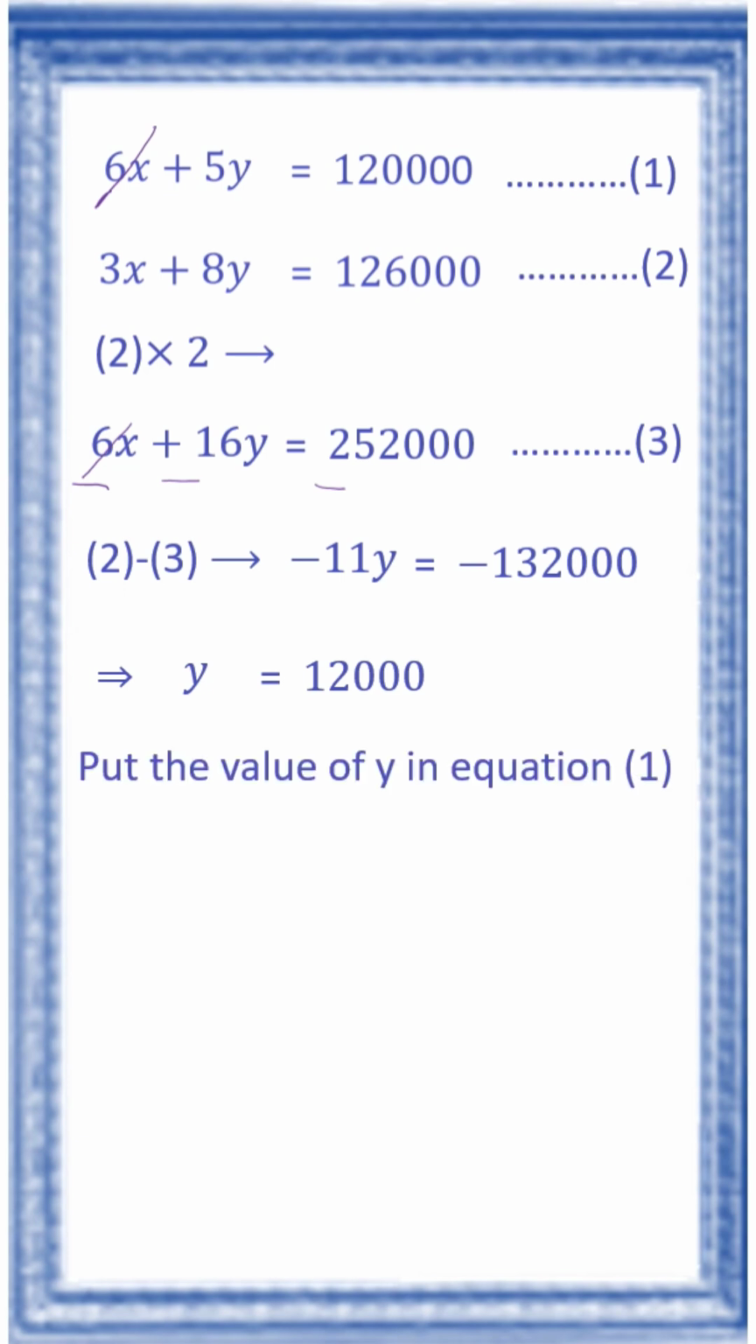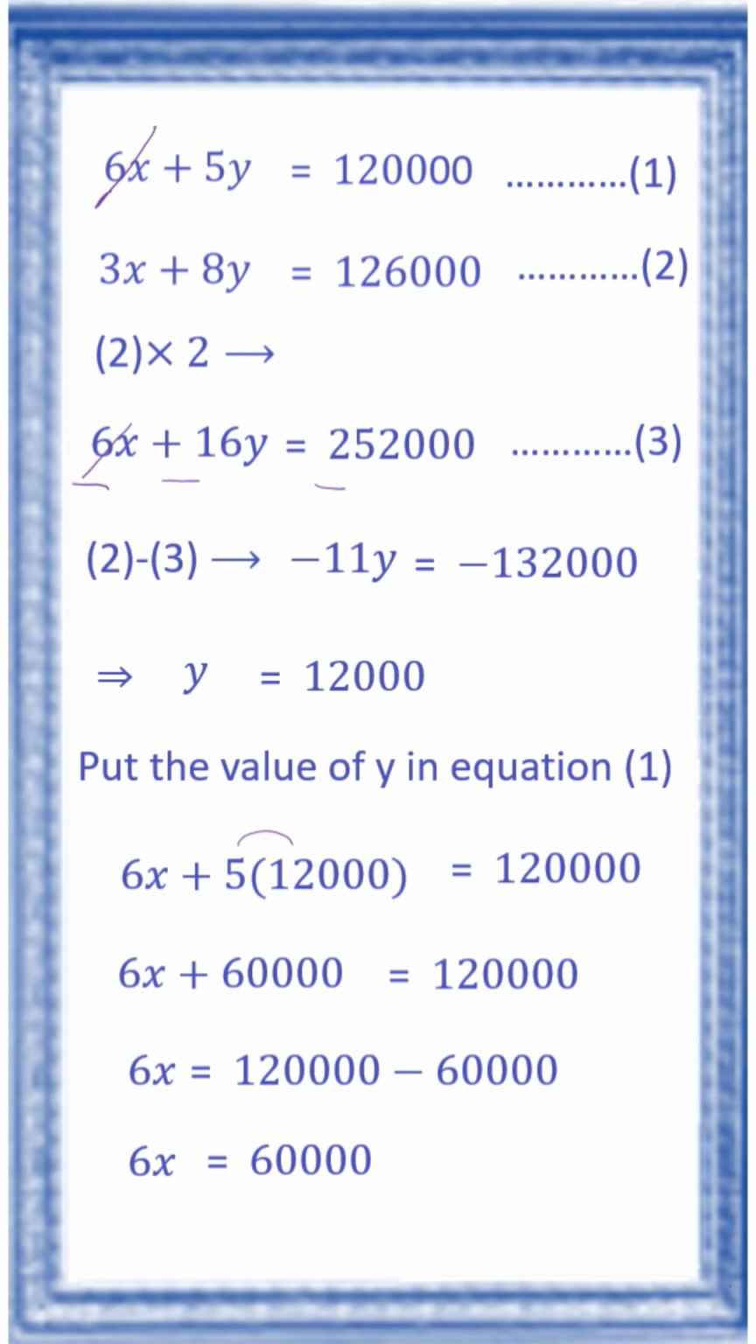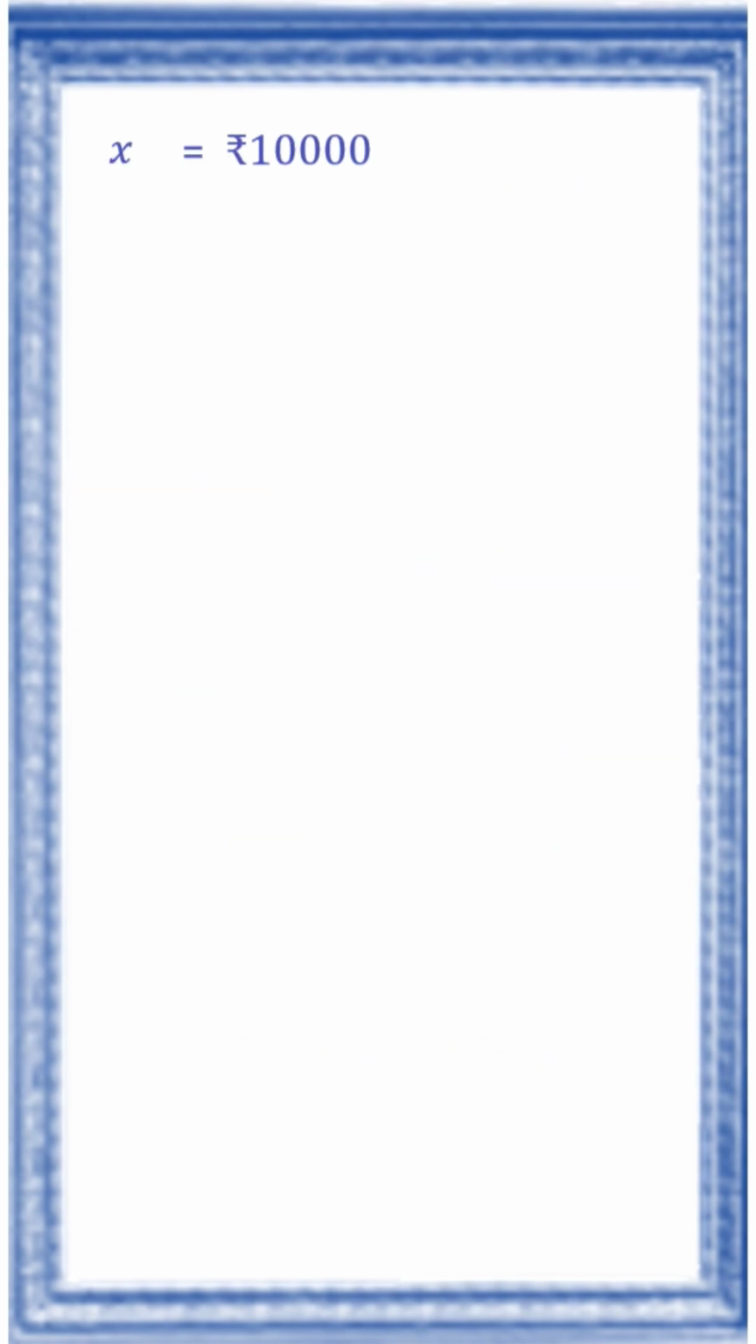So put the value of y in equation 1. What will you get? Like this. 6x plus 60,000 is equal to how much? 120,000. So 6x is equal to 120,000 minus 60,000. What will you get? 6x is equal to 60,000. X is equal to 10,000. So value of x is rupees 10,000. Value of y is equal to rupees 12,000.